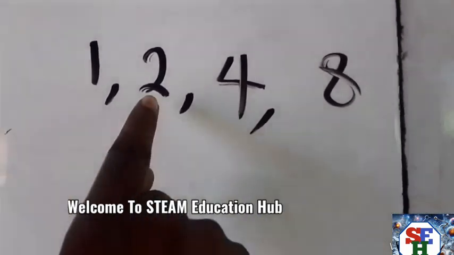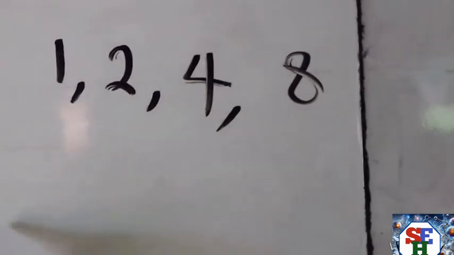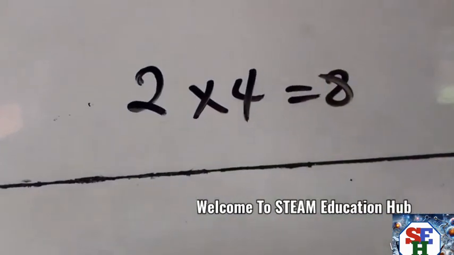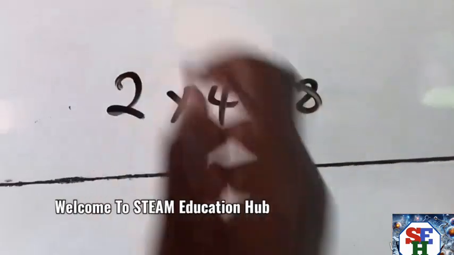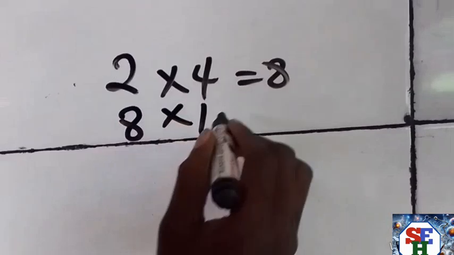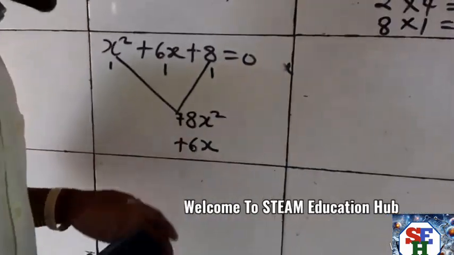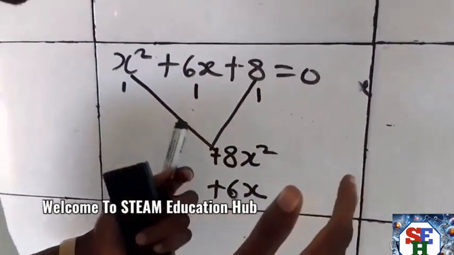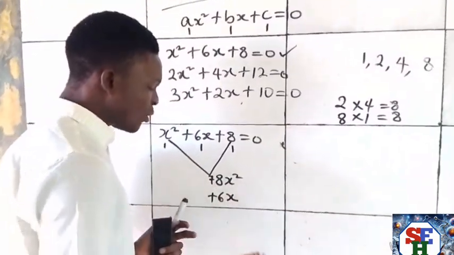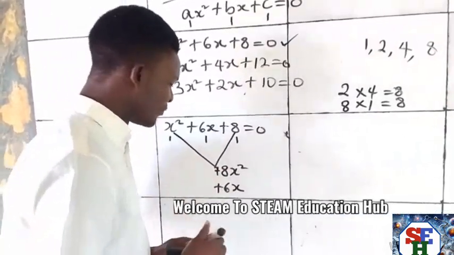But let's look at 2 multiplied by 4. This will give us 8. Okay, we'll have 2 multiplied by 4 to give us 8. Let's look at 8 multiplied by 1. It will still give us 8. But remember, our target is the factors that will multiply together to give us 8x squared, and when we add them together, will give us 6x.